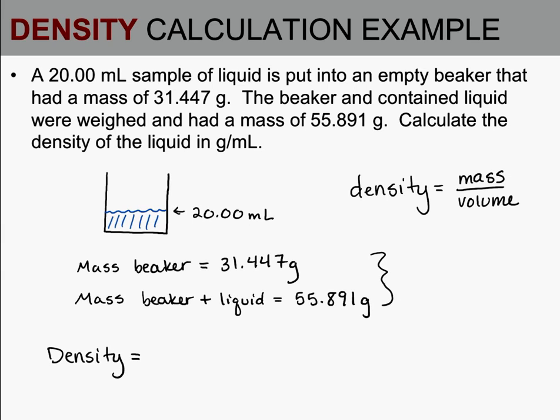So the density will equal 55.891 grams minus 31.447 grams. And then we're just going to divide that by the volume, which is 20 milliliters. So if you would like to try this on your own and calculate the density, you can pause the video. And then when you restart the video, we'll go over the answer together.